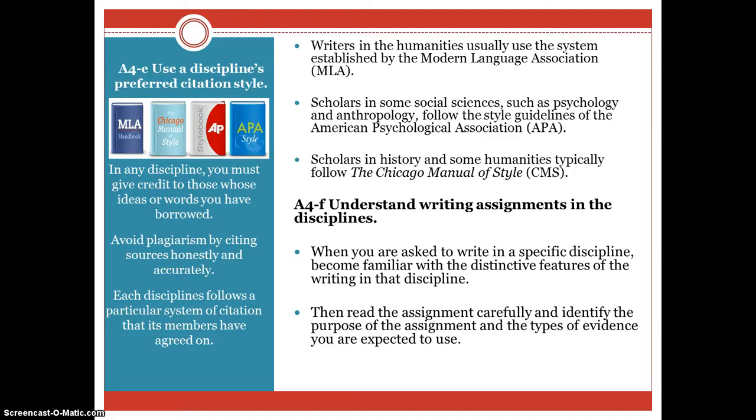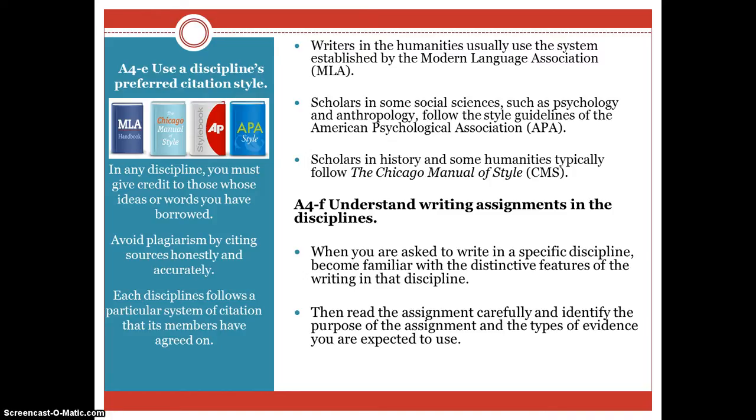Writers in the humanities usually use the system established by the Modern Language Association, MLA. Scholars in some social sciences, such as psychology and anthropology, follow the style guidelines of the American Psychological Association, APA. Scholars in history and some humanities typically follow the Chicago Manual of Style, CMS.